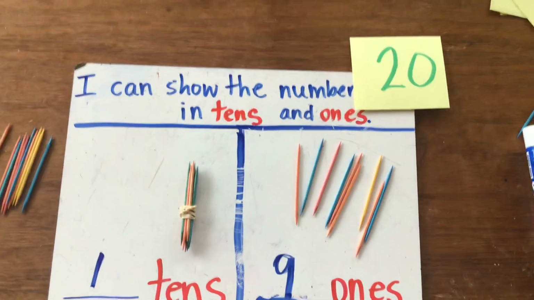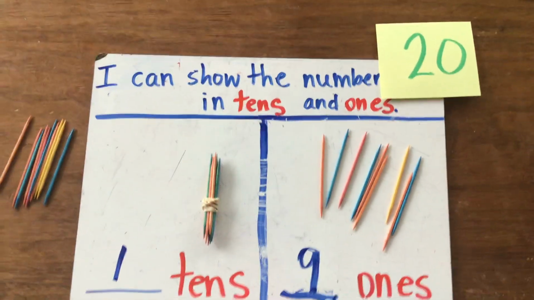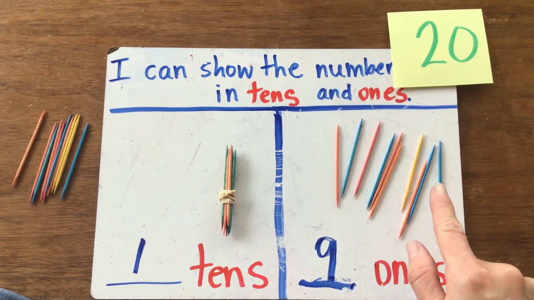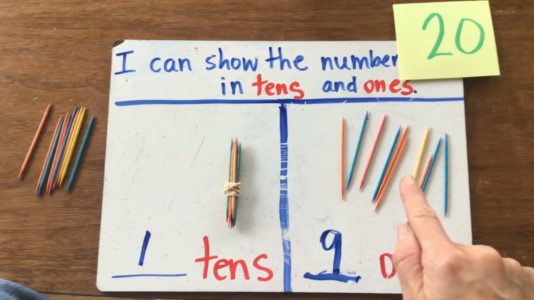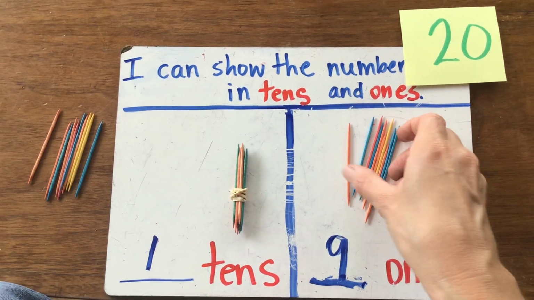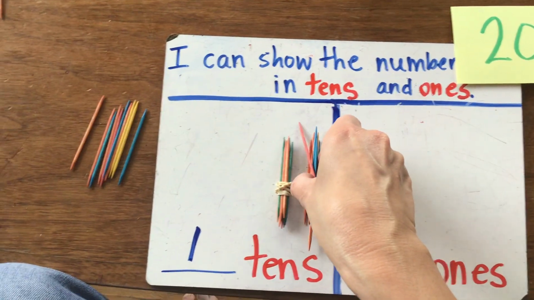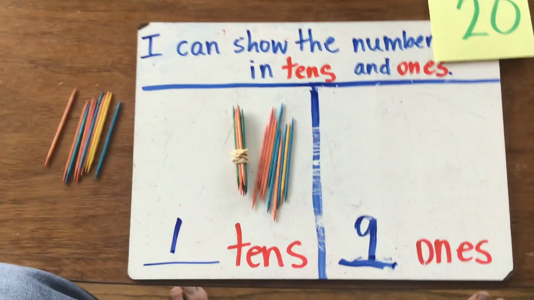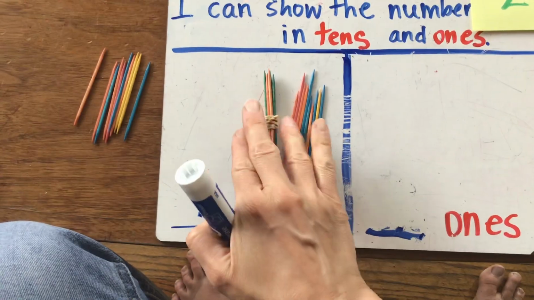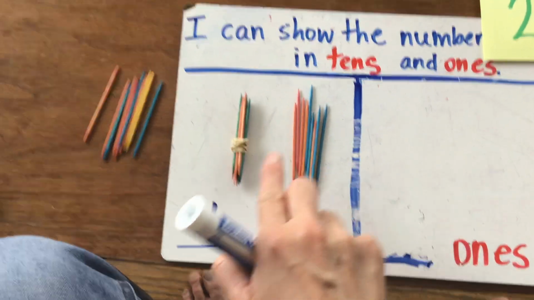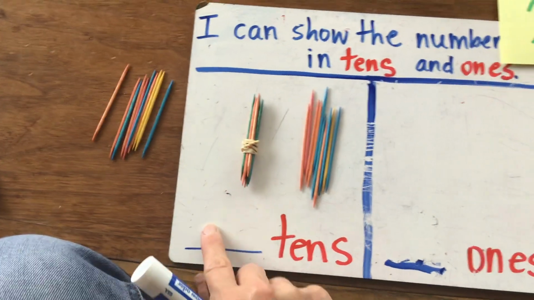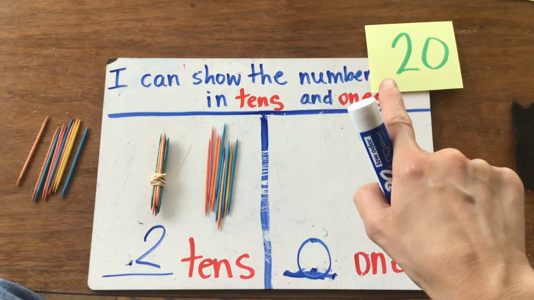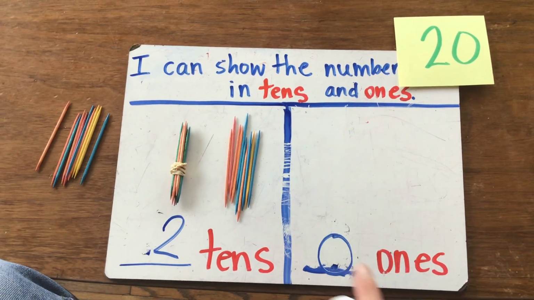Let's see what number's next. I can show the number 20 in tens and ones. Let's do it. We have 19. Add one more and we have 20. Okay, let's count how many ones we have. 1, 2, 3, 4, 5, 6, 7, 8, 9, 10. Bundle, bundle, bundle. I made a group of 10. I move it to the tens place, and then we start again. Back to 0. So how many groups of tens do we have over here? One's bundled and one isn't yet. We have 2 groups of tens. Not 1 now, but 2. And how many ones? 0 ones. So the number 20 is 2 tens and 0 ones.